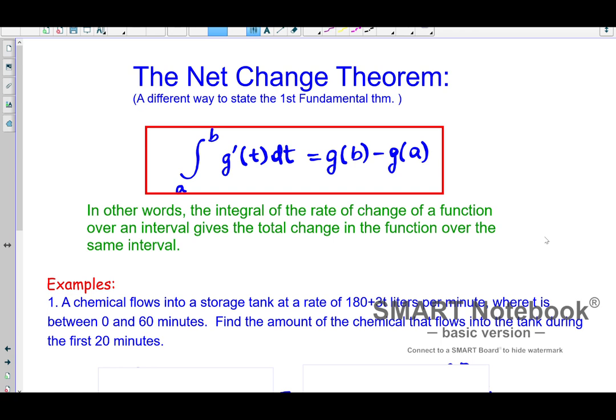So the net change theorem is, in a sense, repeating something we already know, but you can do some very interesting application questions with it. So what it's saying is, if you take the integral of the rate of change of something, the integral of g prime of t, for instance, then if you take the entire antiderivative of g prime, you get g, right, the function g, and you plug in the limits, you get g of b minus g of a. So this is very much like the first fundamental theorem, but it's put in a different way. It's saying when you take the integral of a rate of change function, you're going to find the total change in the original function over the given interval.